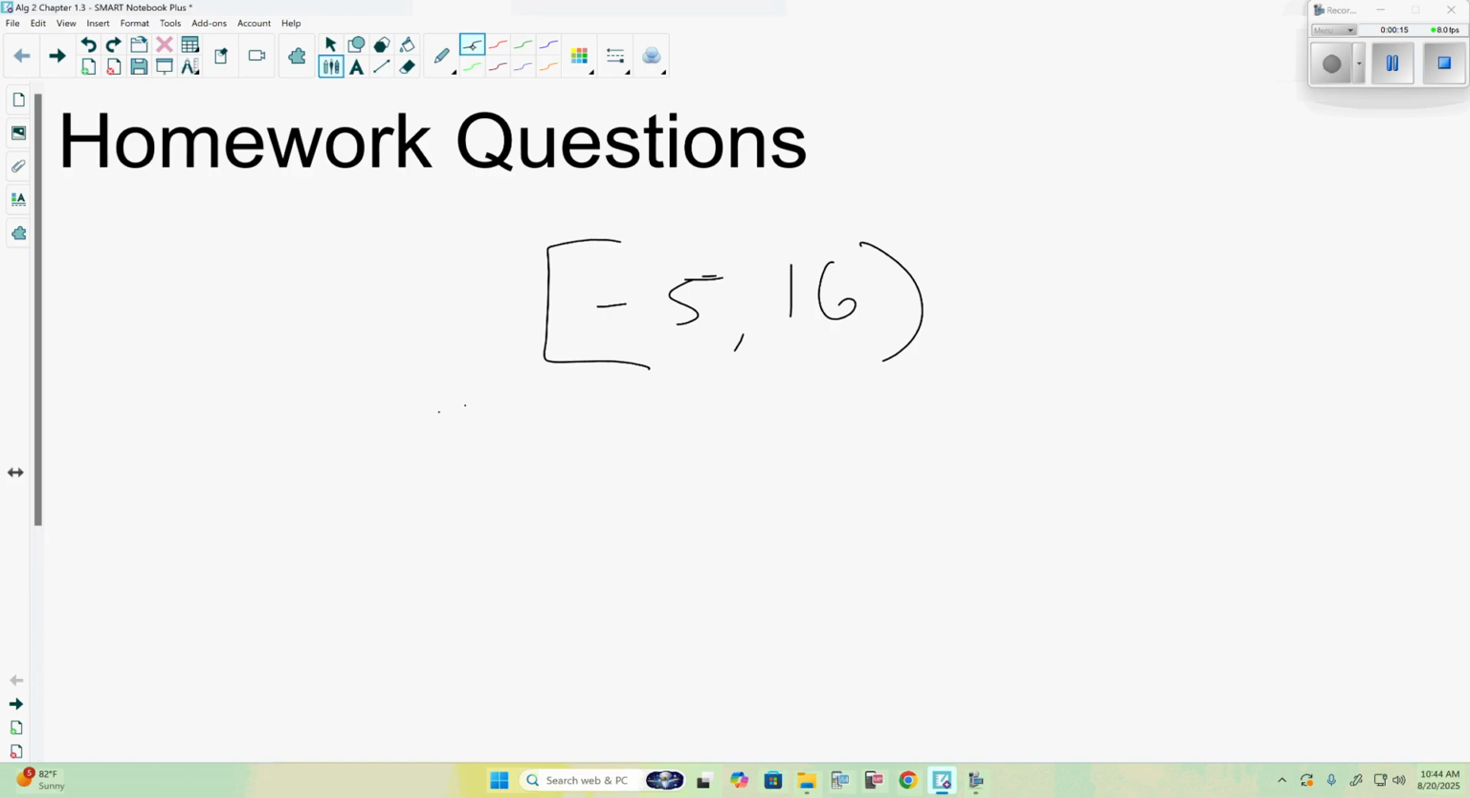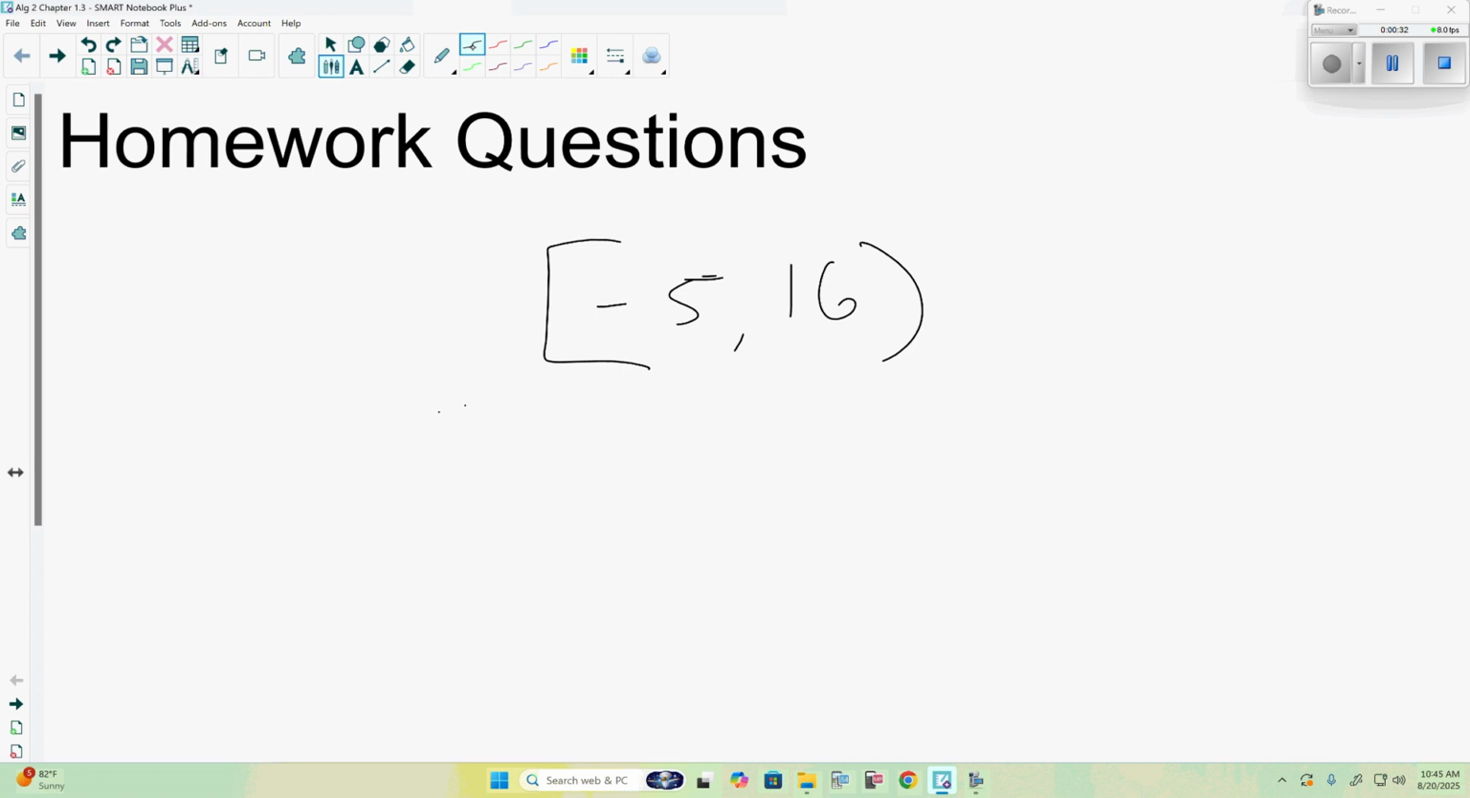For 27, 28, and 31, name the parent function and then describe its transformation. So before we get started, we're going to do homework questions.